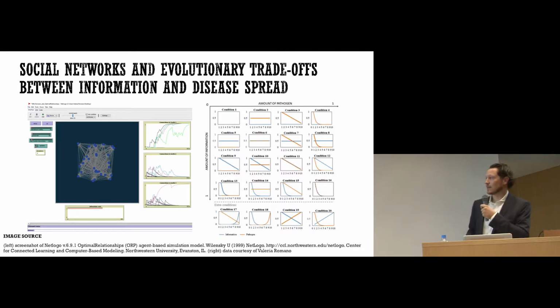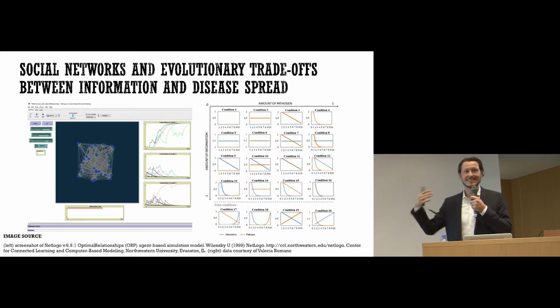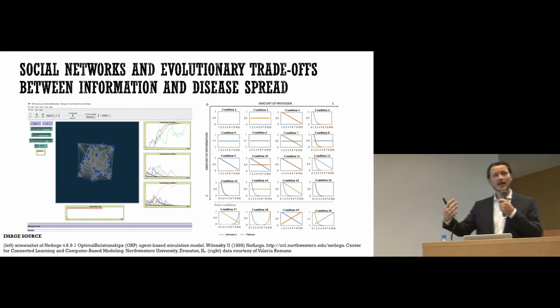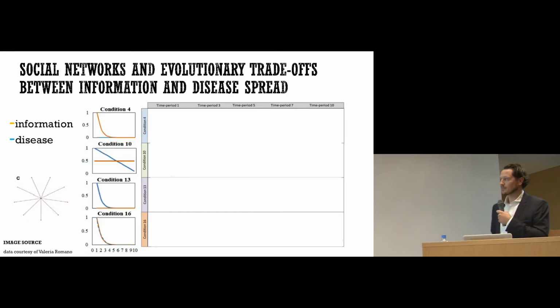Our model looks like this. It's a bit complicated, but these are all the different possibilities, okay? Orange is how much information they have. Blue is how much disease they have. If you're connected to a friend that has a lot of information, it's great for you. But if they're always sick, it's not good for you, okay? So how do you build a social network from that?